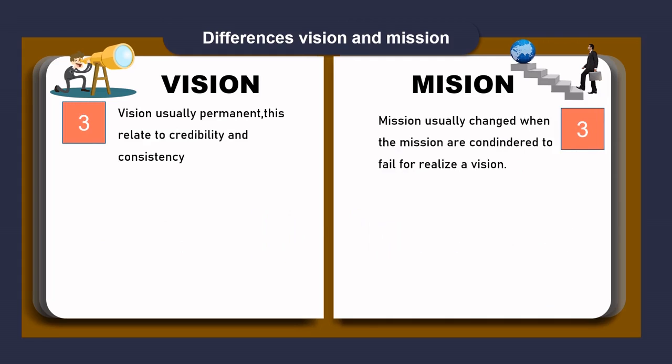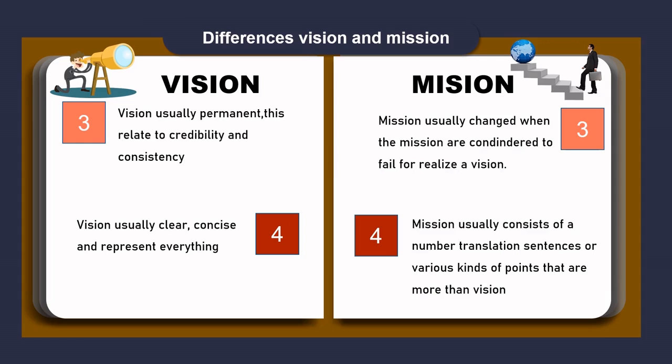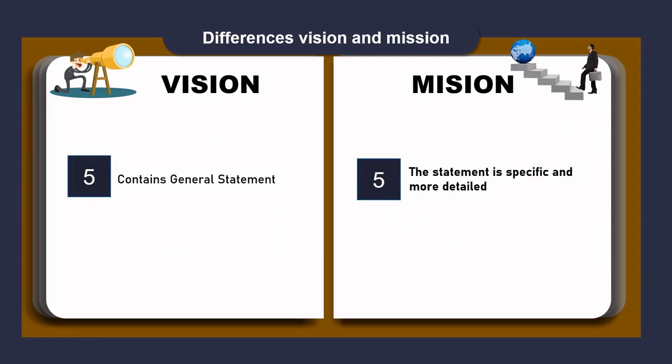Vision is usually permanent, related to being gradual and consistent. The mission usually changes when it is considered to fail in realizing the vision. A vision is usually clear, concise, and repeated every day. A mission usually consists of a number of translated sentences of various kinds of points that are more than the vision. Vision contains a general statement, and in the mission, the statement is specific and more detailed.